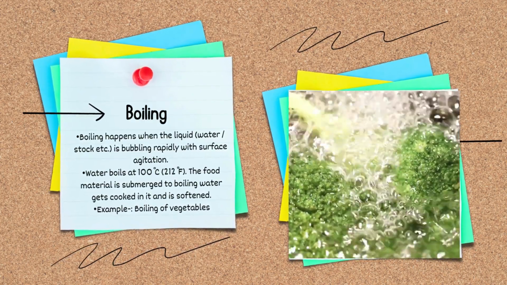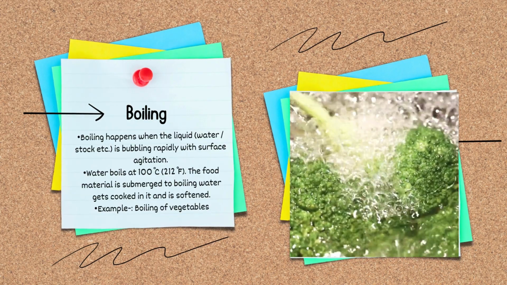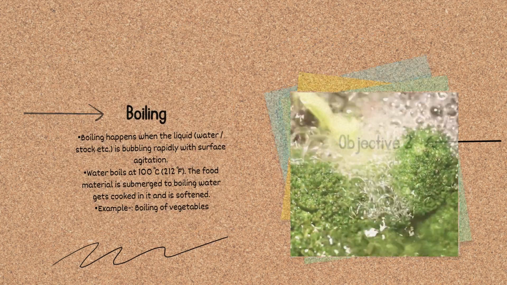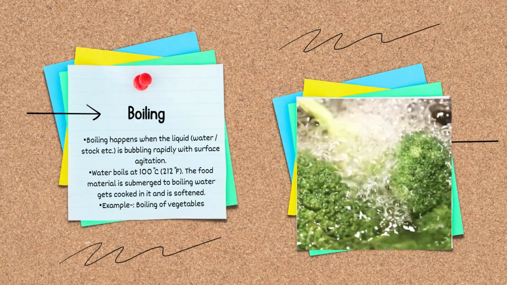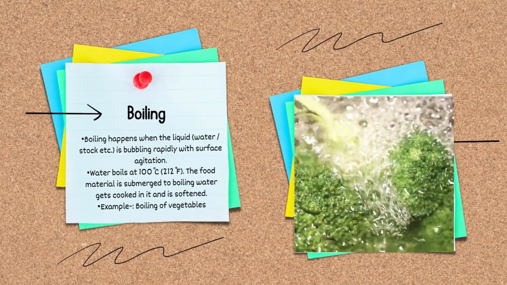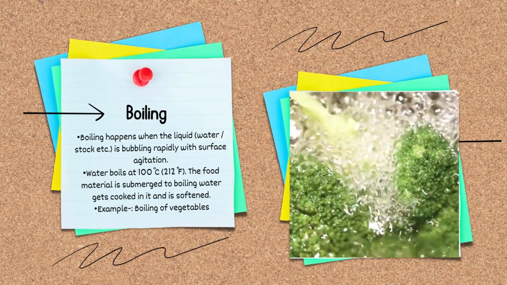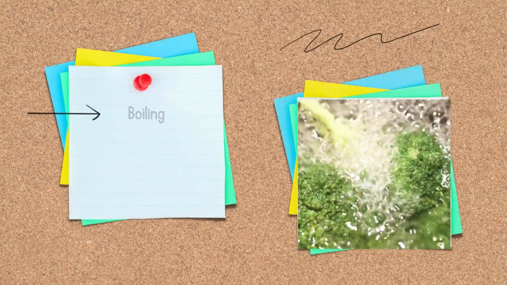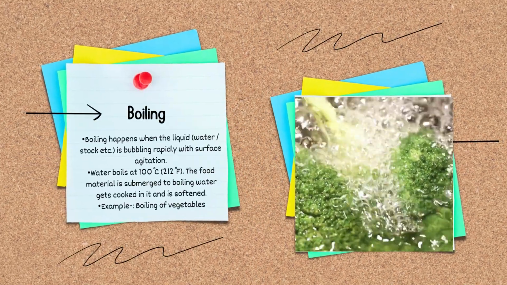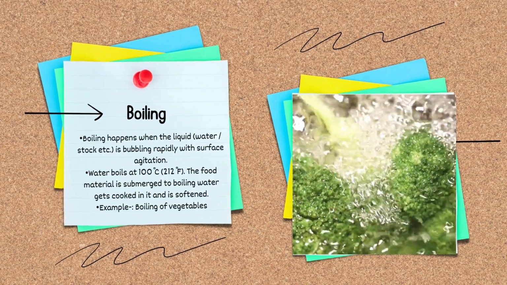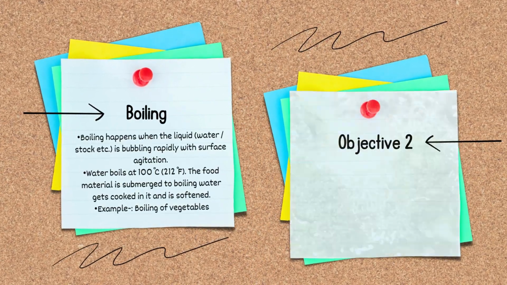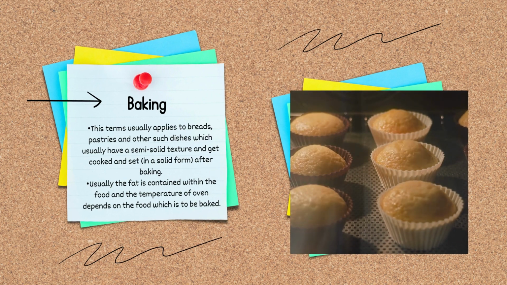Now, let's see one of the many moist heat cooking methods. Let's see boiling. It happens when the liquid, water or sometimes stock, is bubbling rapidly with surface agitation. Water boils at 100 degrees Celsius, 212 degrees Fahrenheit. Food material is submerged in the boiling water, gets cooked in it, and is softened. Example, boiling of vegetables.